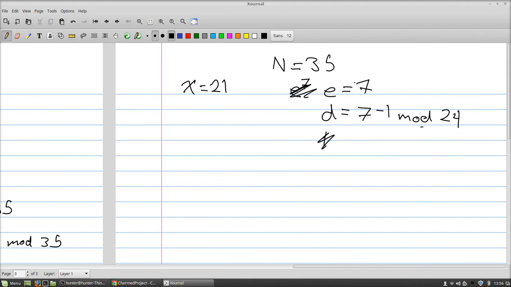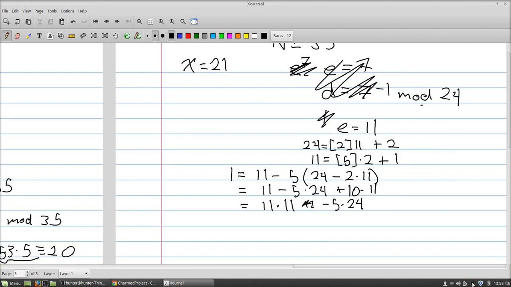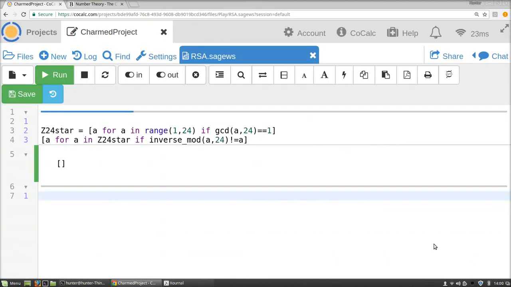You see, the problem here is that d is the same as e again. So let's make e equal to 11. And now, just to spare you, I'm going to figure out d with the video stopped. Okay, so it turns out the inverse of 11 is also 11. So I'm going to try something else. I'll just get back to you when I find a good one. So it turns out that every element of Z24 star is its own inverse. So we need to work in a different system.